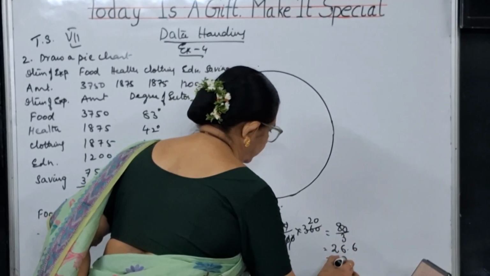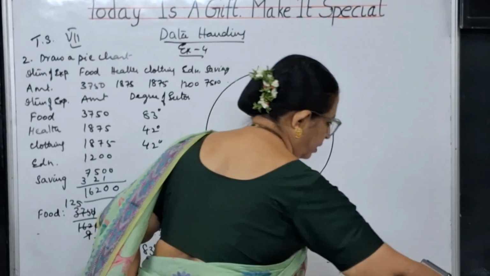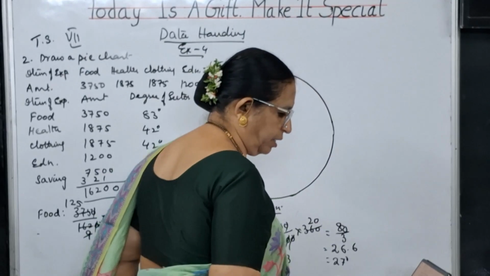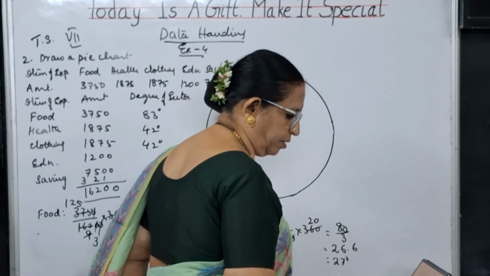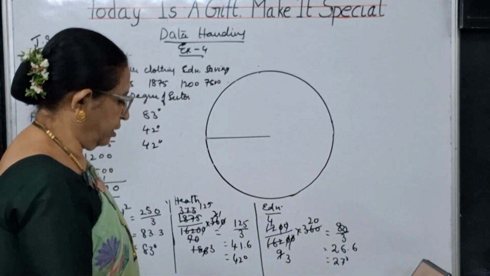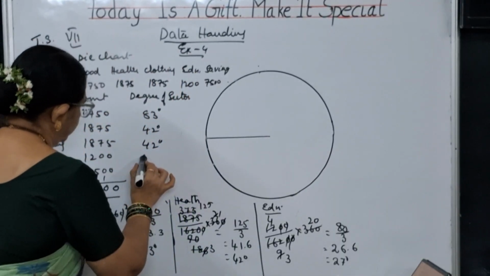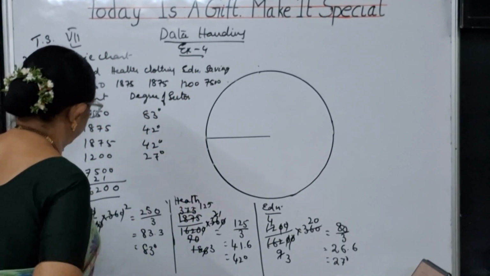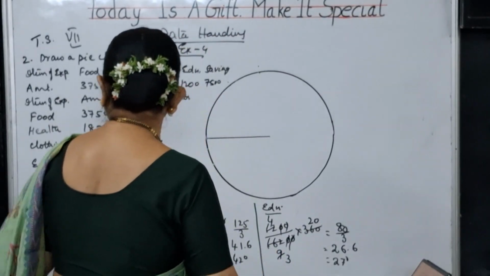It goes on like this. So you can consider it as 27 degrees. The next one is about 27 degrees. So this is 27 degrees.